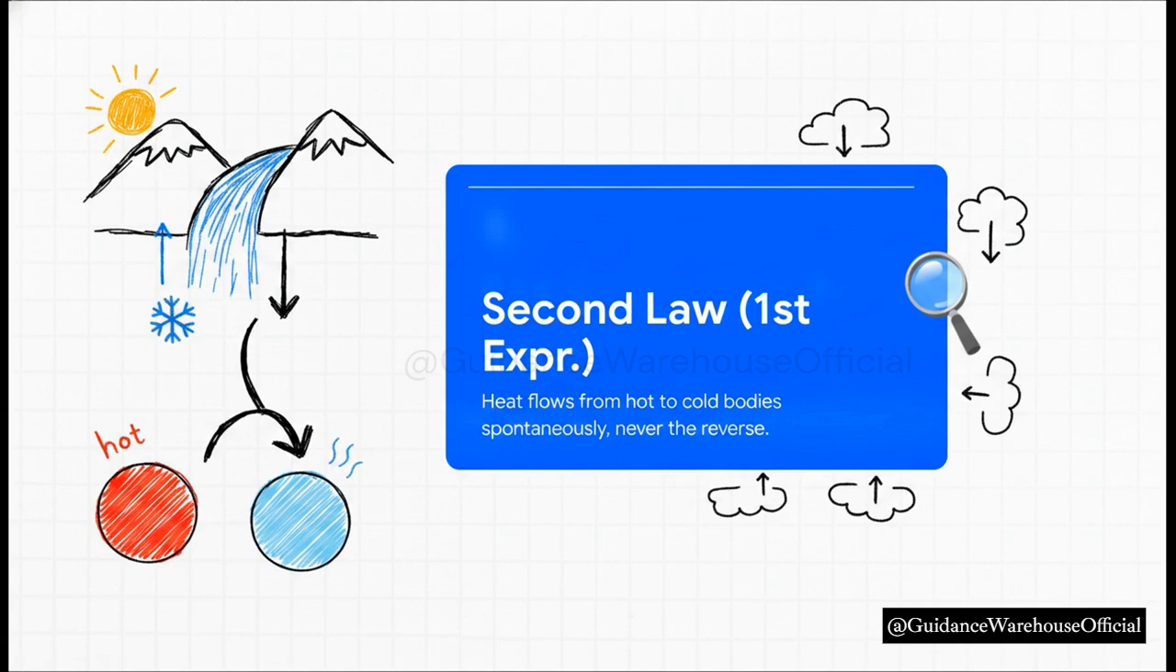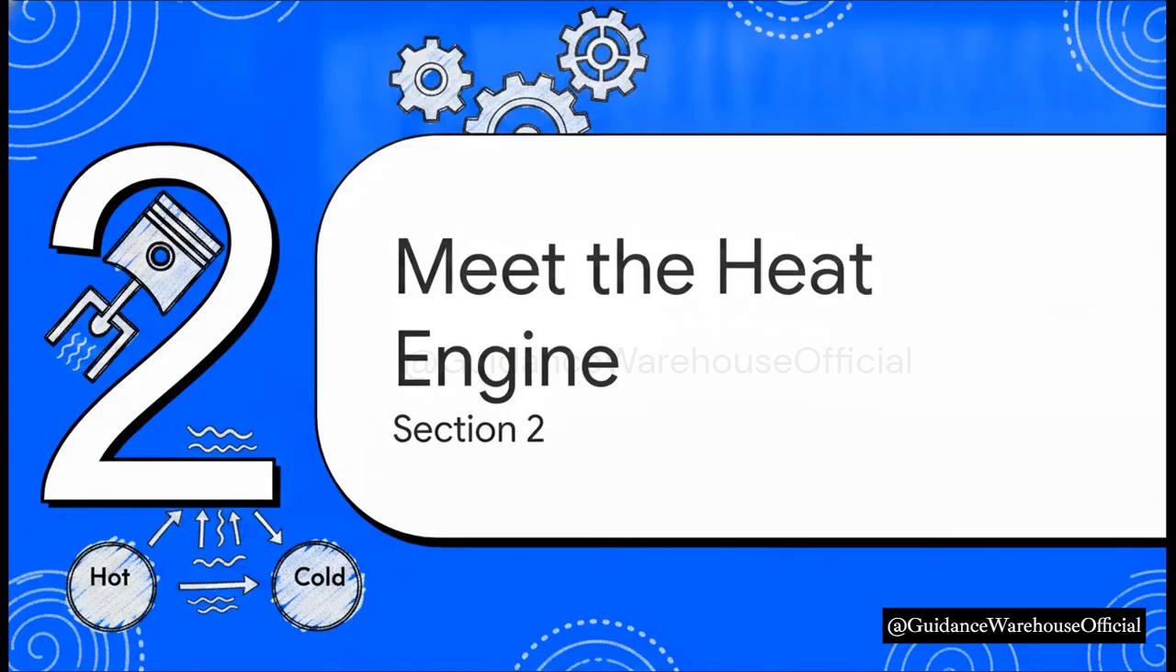A cold object in contact with a hot object isn't just going to spontaneously make that hot object hotter. No, heat flows from hot to cold, always. It is completely path-dependent. So how do we actually use this? Let's look at Section 2, Meet the Heat Engine.